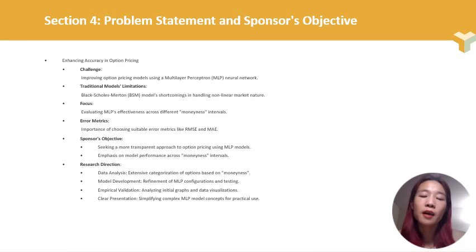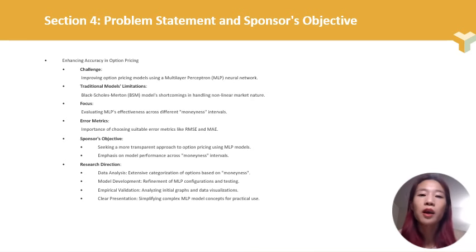A significant aspect of our project was the selection of appropriate error metrics like root mean square error and mean absolute error to assess the accuracy of our model. Our sponsor was particularly interested in a more transparent and adaptive approach to option pricing, one that could handle the variability across different moneyness intervals more effectively than traditional models.